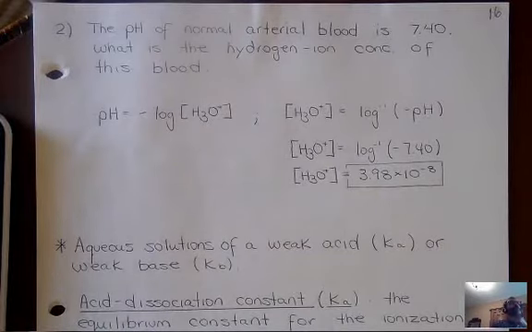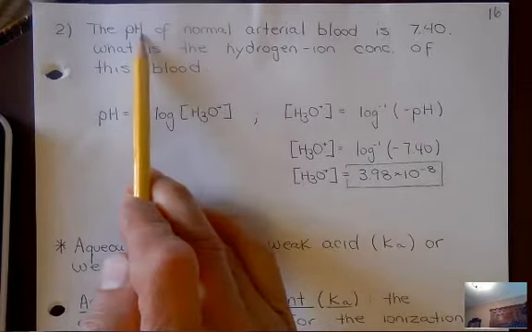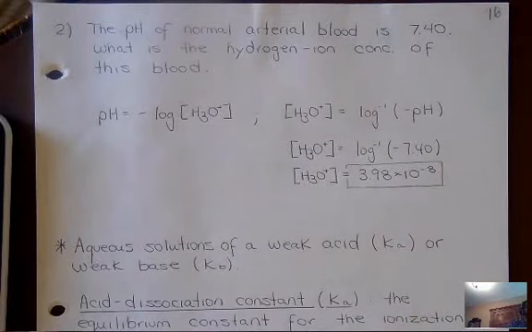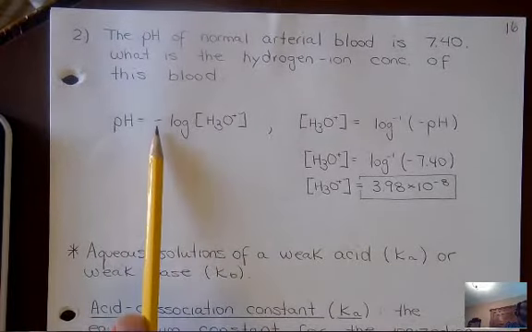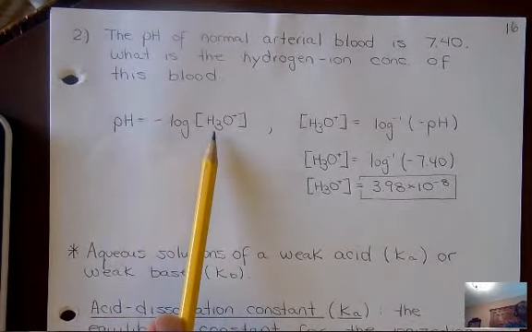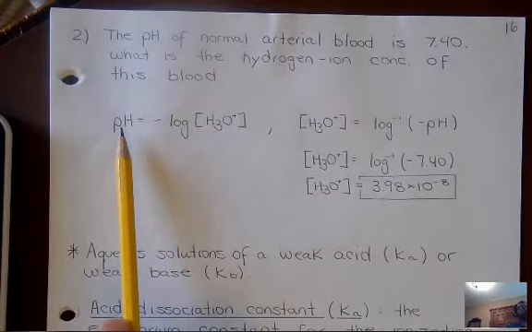The pH of normal arterial blood is 7.40. What is the hydrogen concentration of this blood? Well, this is easy. Remember, if you know the pH, you can automatically calculate the hydrogen ion concentration. So here's the definition. pH is equal to minus the log of the hydronium ion concentration. The problem is we have this number over here. We're going to put a 7.4 in there.